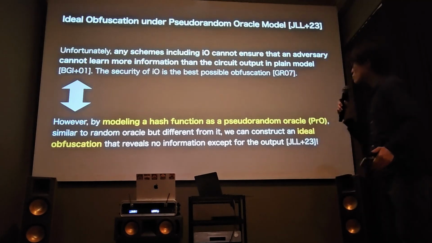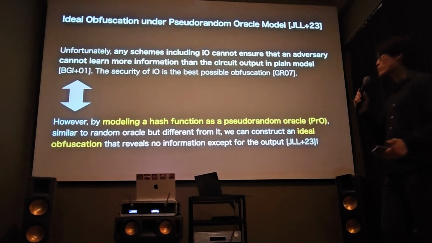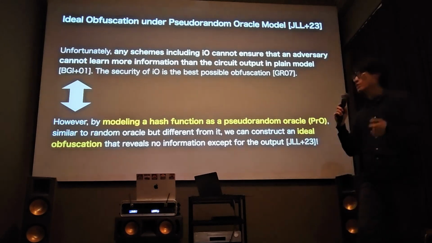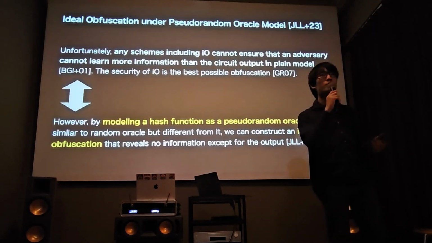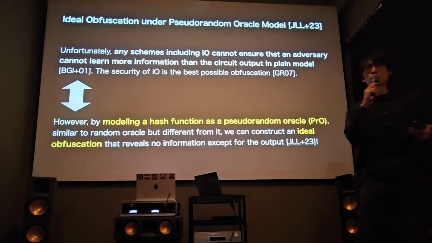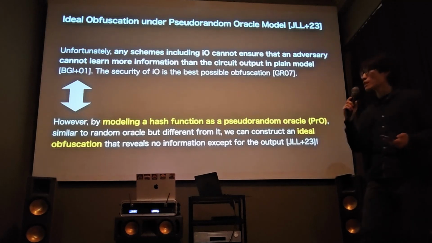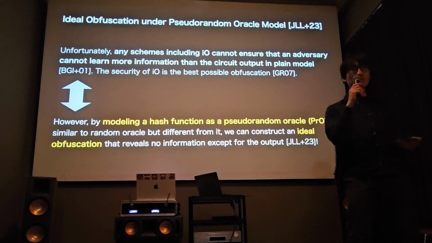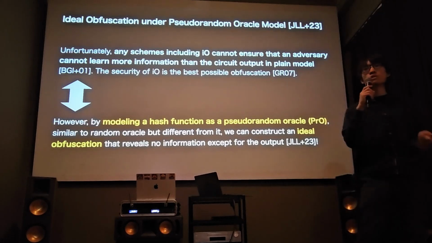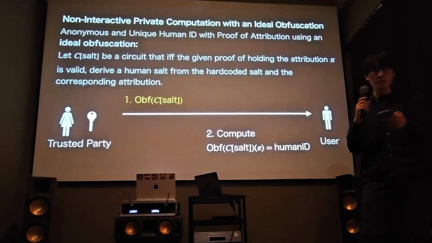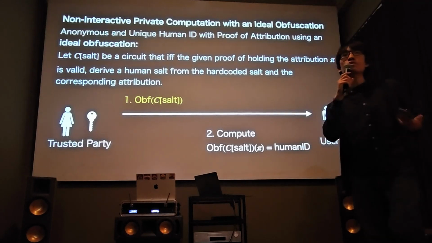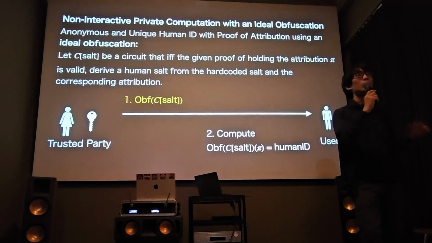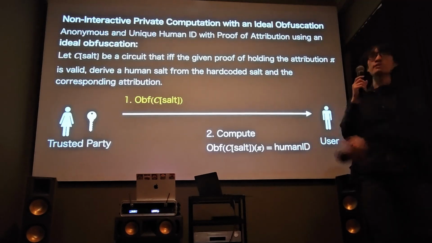However, in a paper last year, it says if we can believe some stronger assumption about the hash function, we can model our ideal cryptographic obfuscation which only reveals the circuit output. So if we use such ideal obfuscation, we can construct a non-interactive private computation with private states in this way.